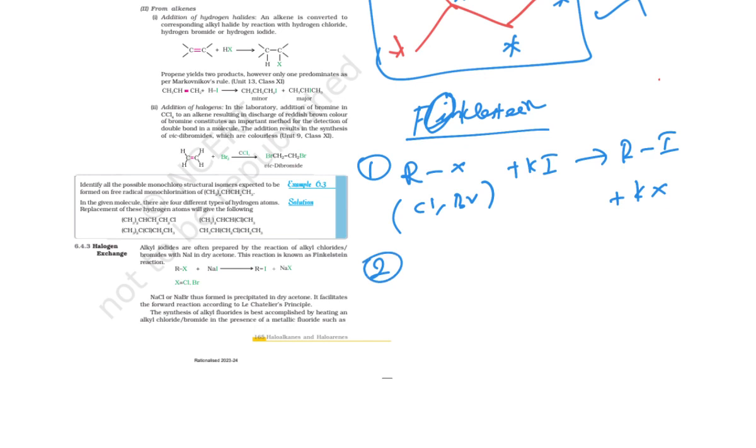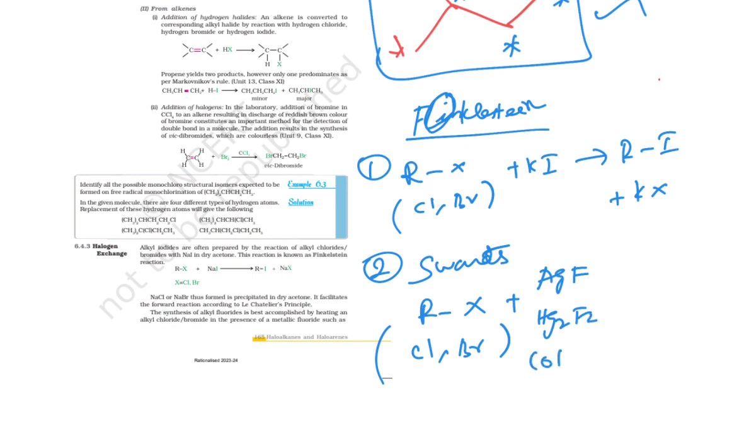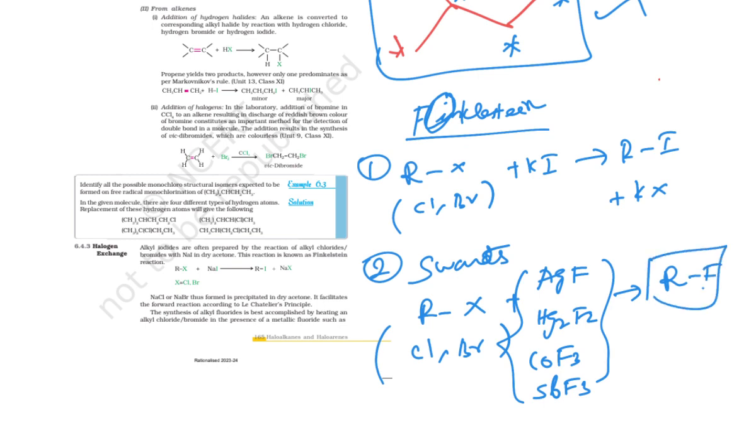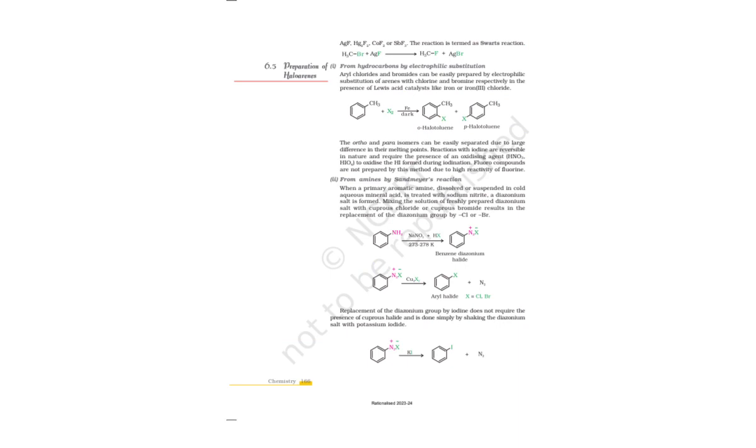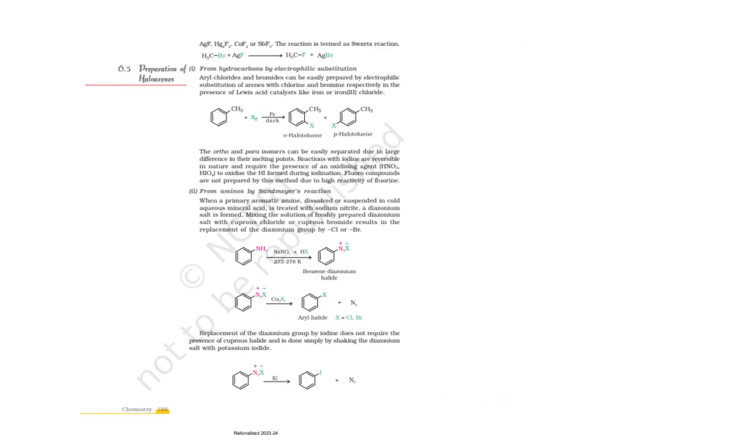In the case of the second reaction, that is the Swarts reaction. So in the Swarts reaction, again I am going to take the haloalkane. It might be chlorine, it might be bromine, but it reacts with silver fluoride or mercury fluoride or cobalt fluoride, or antimony fluoride. Any one of the reactants is going to react and form the fluoroalkane. Clear? Okay, we are going to the next topic, that is the preparation of haloarenes.